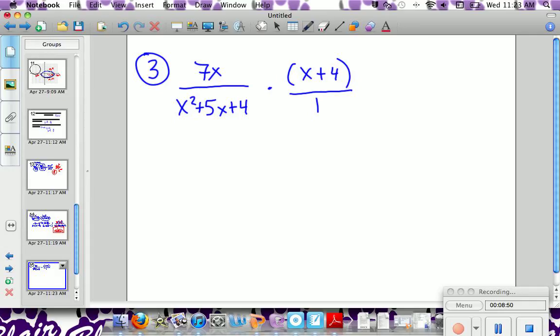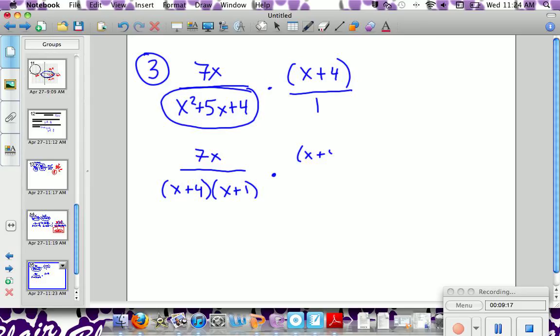So now I'm going to start again at the top left. I'm going to go through and see what's reduced. 7x is reduced. This x squared plus 5x plus 4 is not reduced, so I need to factor this. This x plus 4 is reduced and this 1's reduced. So I'm going to rewrite my fractions. 7x all over, factor the denominator. Factors of 4 that add up to 5, are 4 and 1. Factored, all over x plus 4 over 1.